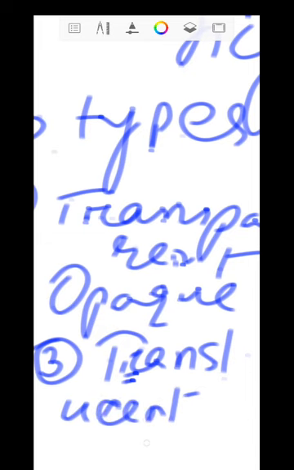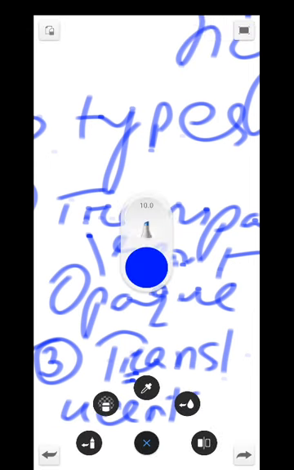Translucent objects are those through which a partial amount of light can pass, for example, frosted glass. So these are the three types of objects, divided on the basis of the transparency of light.